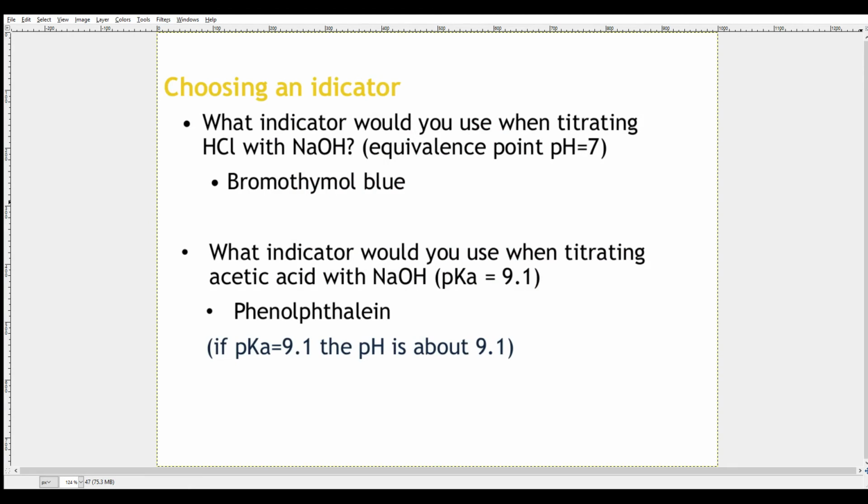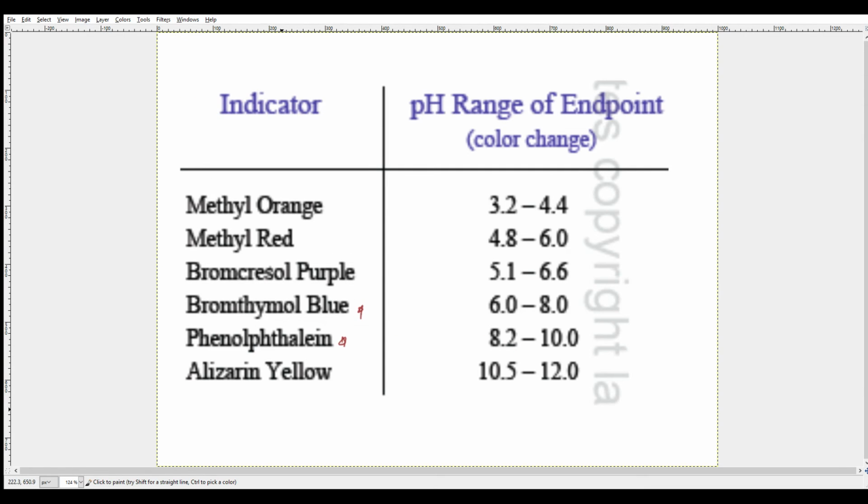Okay, so what indicator would you use when titrating hydrochloric acid with an equivalence point at pH equal to 7? Oh, there's a spoiler. Okay, well, the answer to this would be bromothymol blue. So let's see if that makes sense. Let's go back to this slide. So if we're mixing hydrochloric acid and sodium hydroxide, we know that the equivalence point is going to occur at a pH equal to 7. So looking here, oh, well, a pH of 7 lies right in the center of bromothymol blue's range, so that's why we'd want to use it.